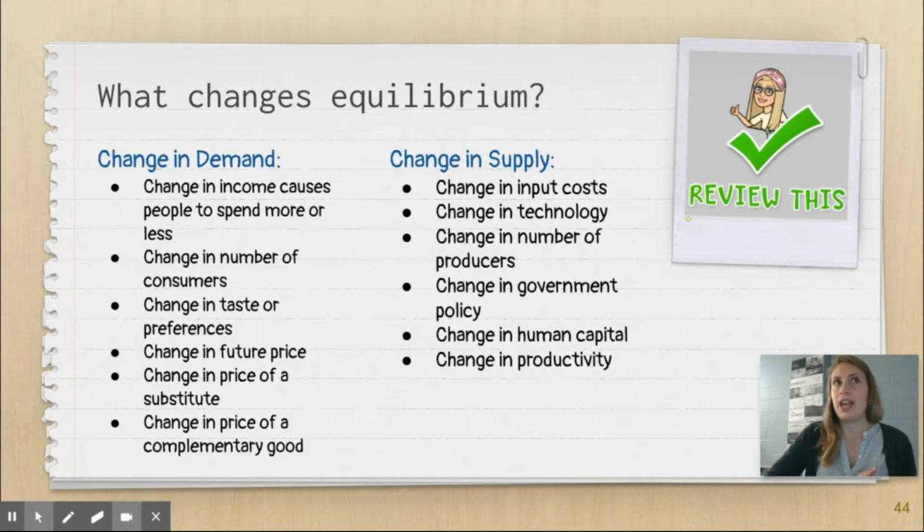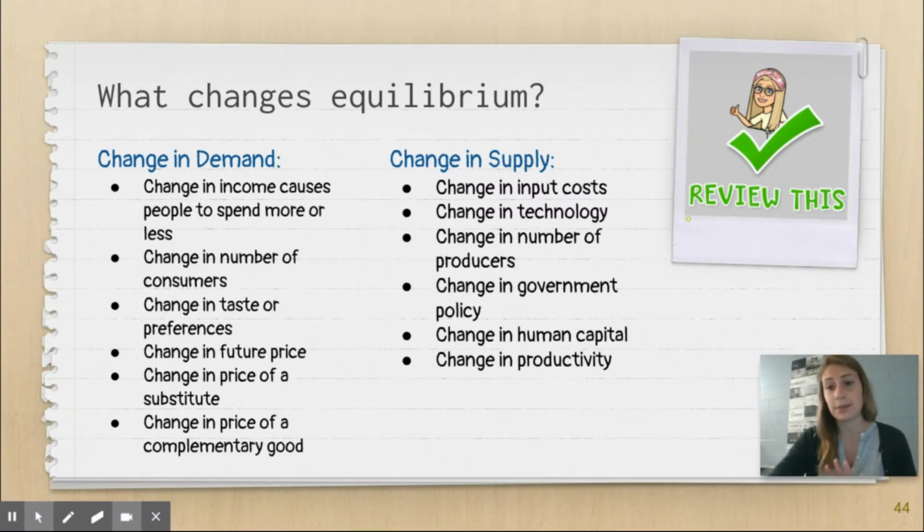So there are lots of things that can change equilibrium, but we're going to focus on the changes in demand and the changes in supply. Our changes in demand that can shift our equilibrium are the same that could shift our demand line. So these are changes in income, and this can cause people to spend more or less money. This is change in the number of consumers, change in taste or preference. Remember, if a celebrity were to endorse something, or if something were to become more popular, that is a change in taste. A change in future price. If our price is going to be cheaper in the future, it will affect our demand now and vice versa. A change in price of a substitute and a change in price of a complementary good.